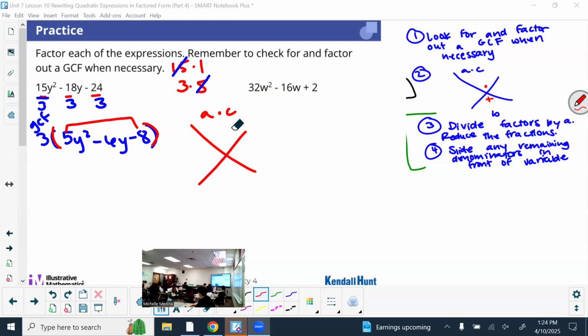What's 5 times negative 8? Negative 40. B will go on the bottom. What's my B value? Now we're looking for 2 numbers that multiply to negative 40 but add to negative 6. Think about it, don't say it yet. Think of 2 numbers that multiply to negative 40 and add to negative 6. What are they?